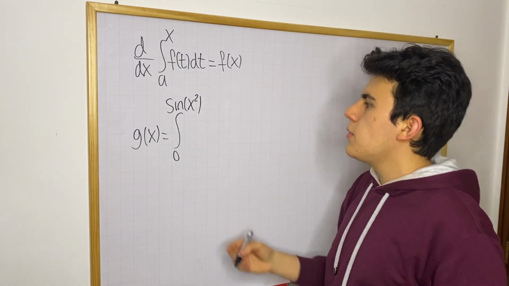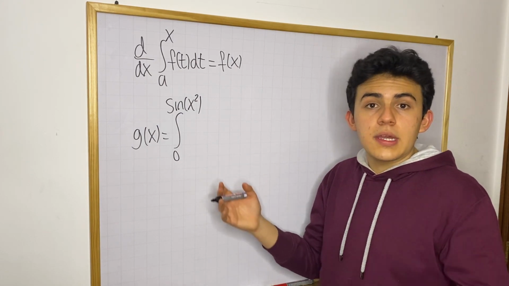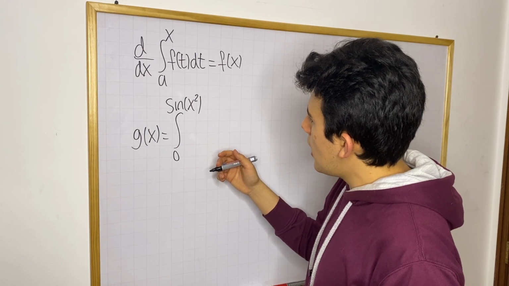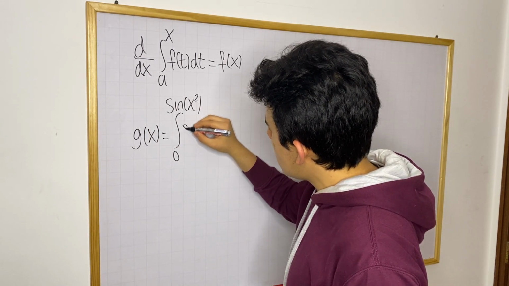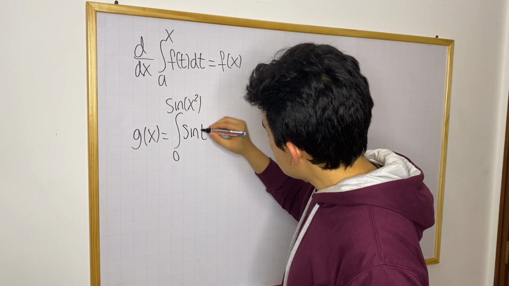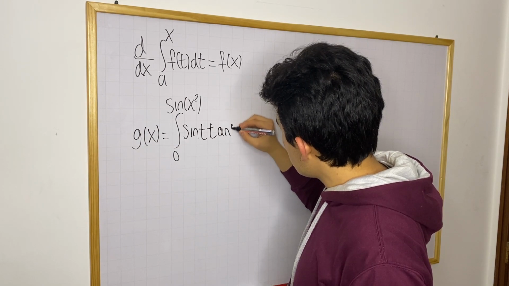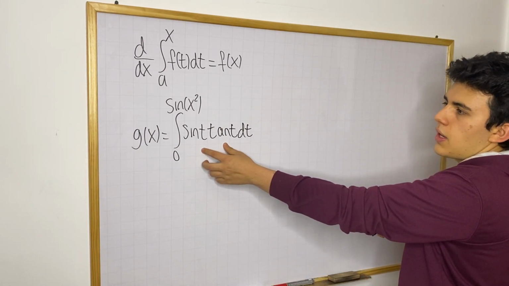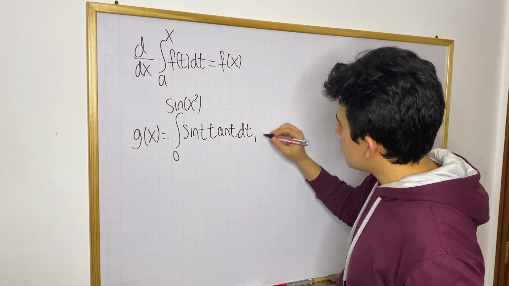So this is going to be the upper bound. Of course, it's a function so that we can use FTC2 and the chain rule. Now the dummy function that I'm going to use is sine of t times tangent t, dt. So this is the dummy function that we have. Now, what if we want to find the derivative of g? Let's see how we can do that.